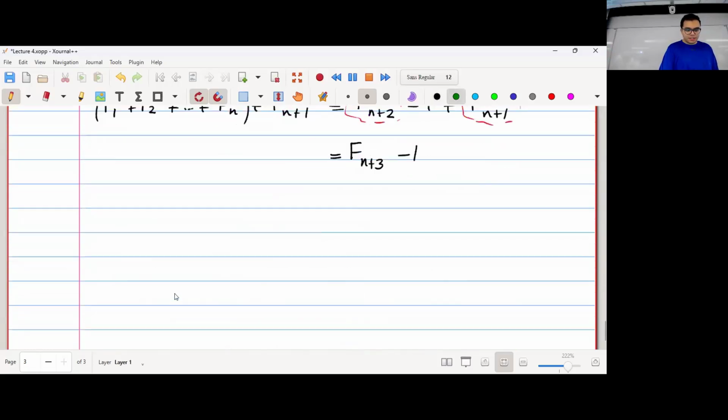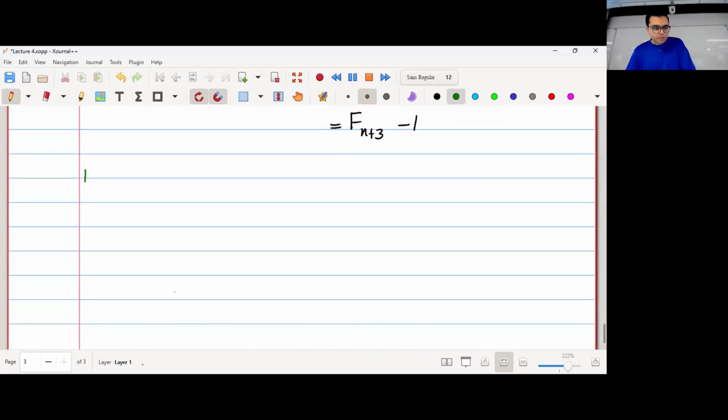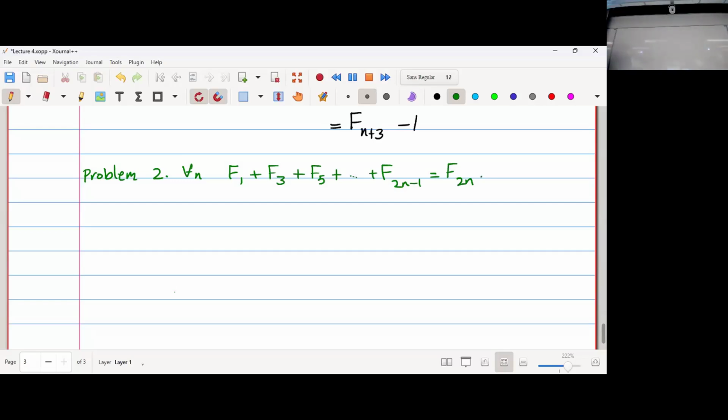Let's make it a little bit harder. So this is the second problem I want you to consider. Let's say that this time I only look at the odd elements. So I look at F1, F3, so on. So I want to say that for every n, if I look at F1 plus F3 plus F5, so on, to F of 2n minus 1, this sum is equal to F of 2n. So now I'm not summing up all the Fibonacci numbers, I'm only summing up the Fibonacci numbers that are at an odd place, at an odd index. Okay.